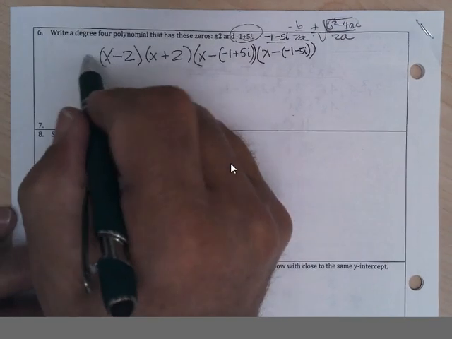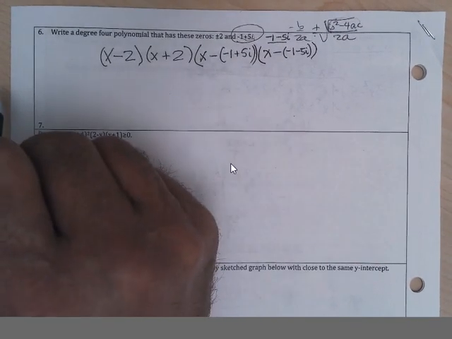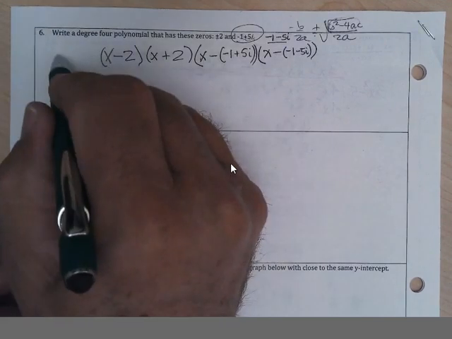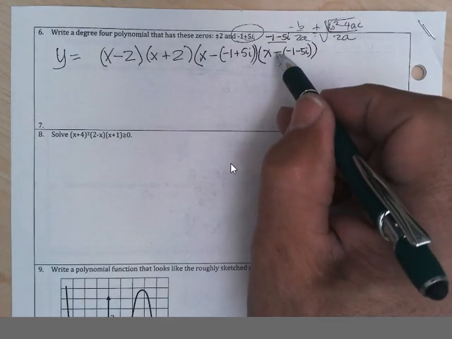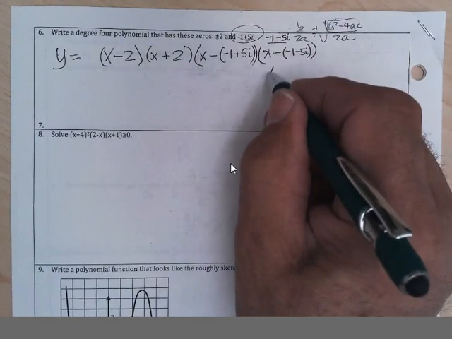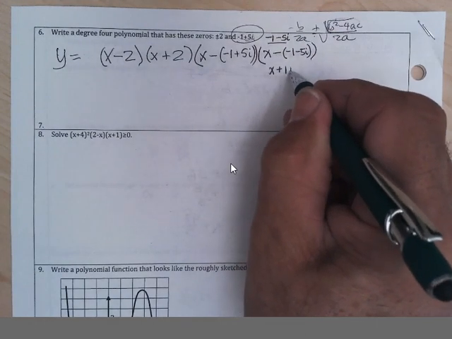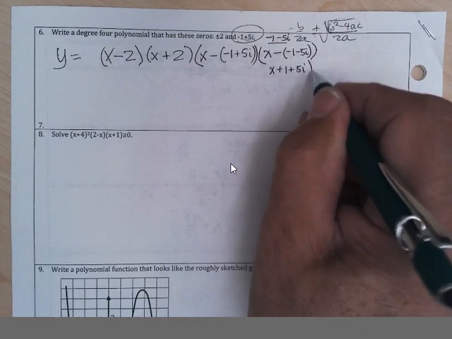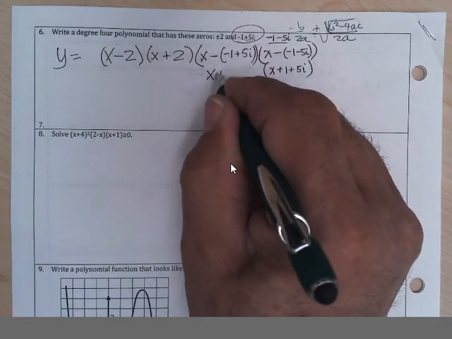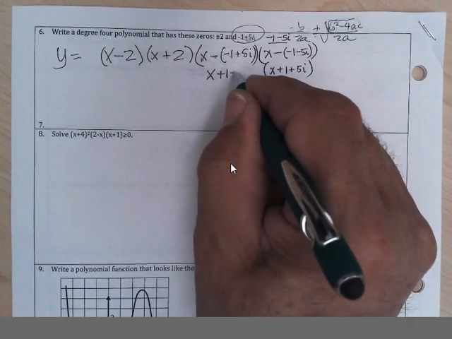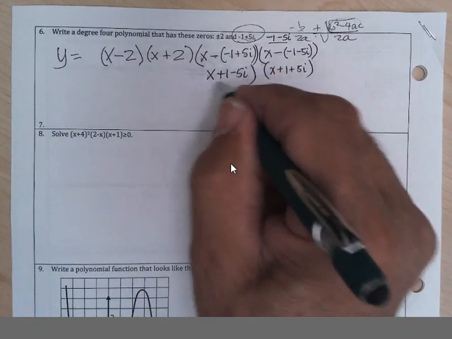And then you could multiply by anything out here if you wanted. But y equals, I'm just going to leave it like this, other than I could distribute the minus on here and call this x plus 1 plus 5i. And I could call this x plus 1 minus 5i.